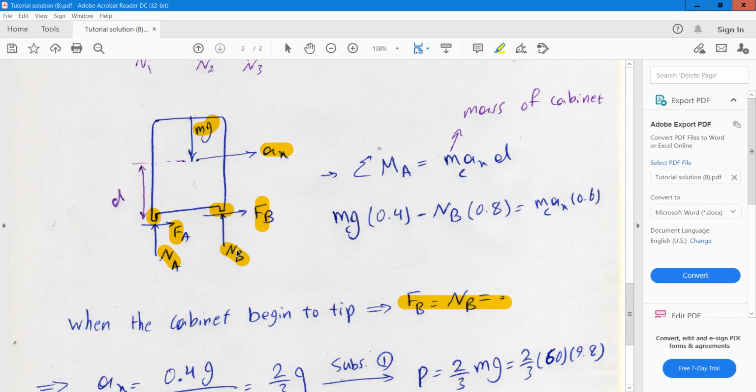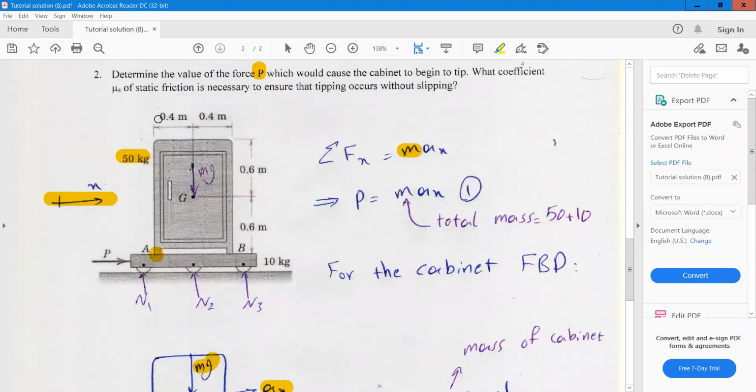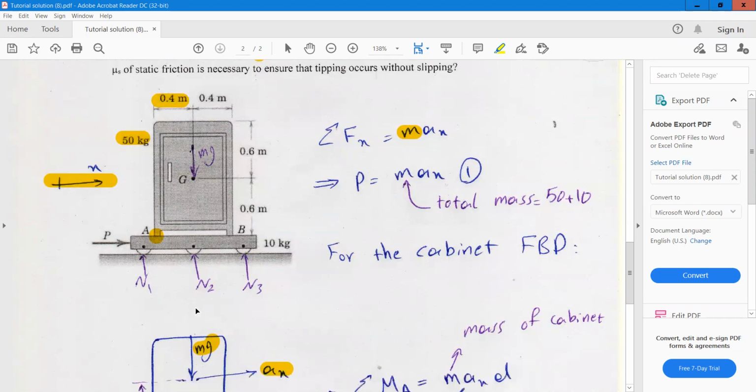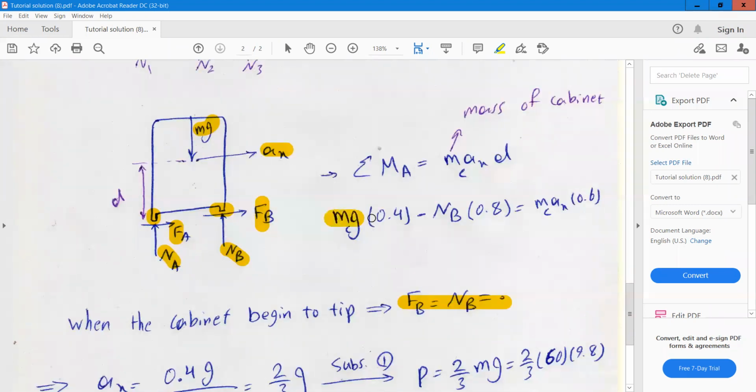So we neglect F_B, N_B, F_A, and N_A in this case, and we only have the weight, which creates some moment about the point A. The moment of this weight is mg times its arm, which is 0.4. Here you can see this is the arm and it's equal to 0.4. So we will have this term N_B times its arm, which, as I told you, is equal to 0 because N_B is 0, and it must be equal to m_c a_x d, again because we are writing the moment equation about point A.